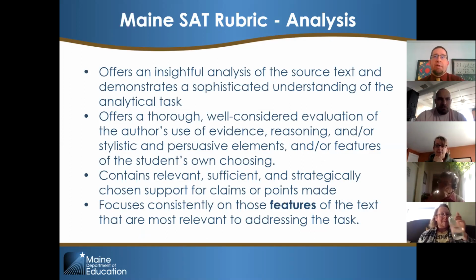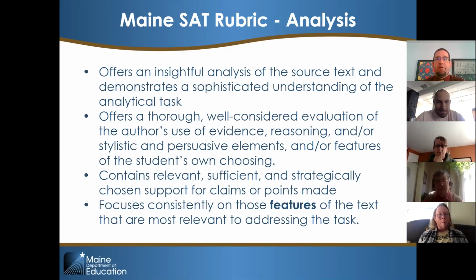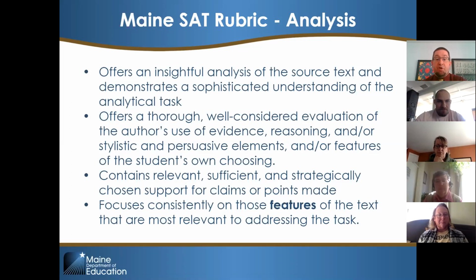And there's 3 categories that students will get scored on. And one of them is analysis. And these are the 4 bullet points that when a student does their essay on the written part of the SAT for analysis, this is what they're going to get looked at. They're looking for insightful analysis, well-considered evaluation of author's use of evidence. They're looking for sufficient and strategically chosen supports for claims, and they're focusing on the features of the text that are most relevant to the task.